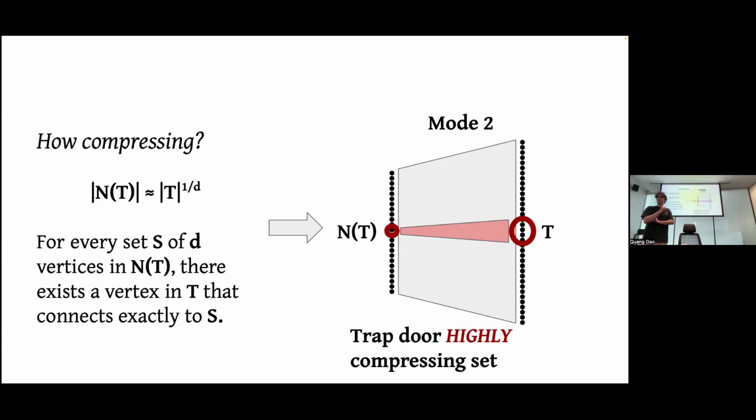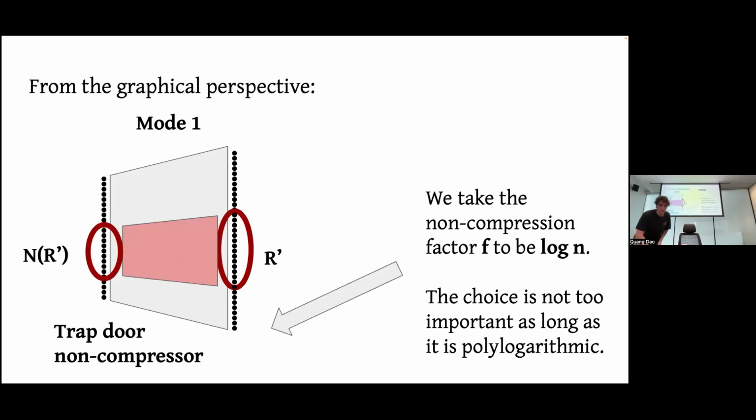You want to find this set of equations which depend on lots of variables. Yeah, well, we're not thinking of these as equations yet. But yeah, it turns out that right now we want to maintain this sort of cliquey property in our trapdoor non-compressor. And for the non-compression factor, we'll just take it to be log n, for example. It's not very important as long as it's not too big. So as long as it's not more than some polylog amount.